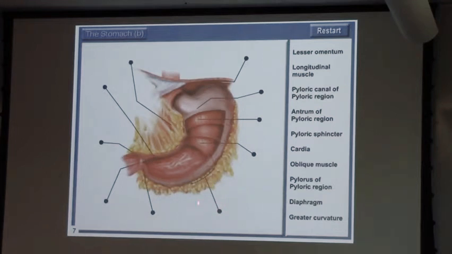That is the greater curvature. Okay, this is the greater curvature. Oblique muscle. It's the diaphragm. Yes, it is indeed. That is the diaphragm. This dot is the lesser omentum. This fat and globs of whatever is the lesser omentum.